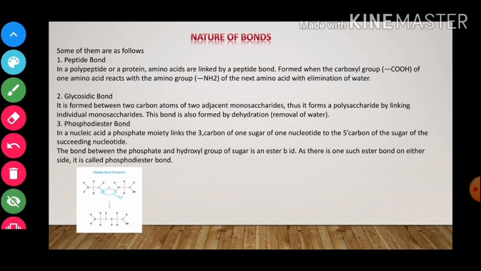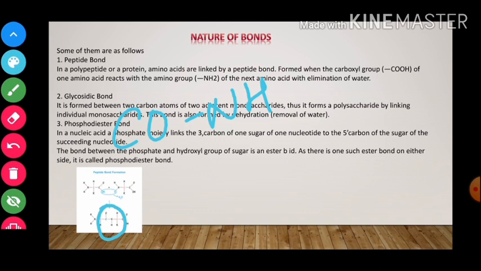So here it is clearly visible that between the successive amino acids, between the carboxyl group of the first amino acid and the amino group of the second amino acid, there is a loss of a water molecule. There is the elimination of water molecule and finally the peptide bond is formed. So the peptide bond is basically represented by CONH, right? So here you see the peptide bond is formed, right?